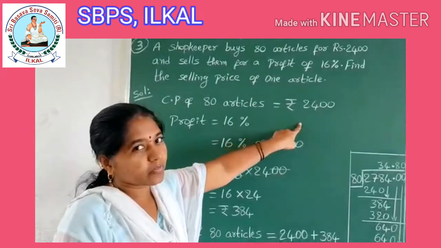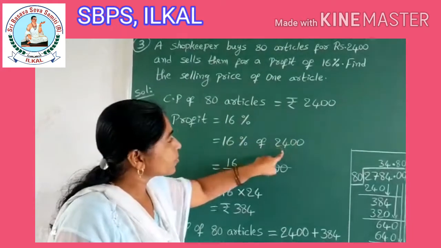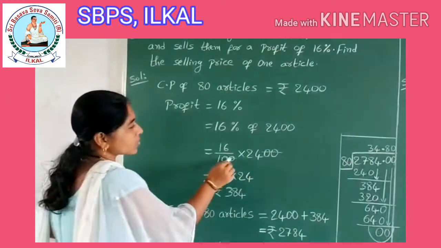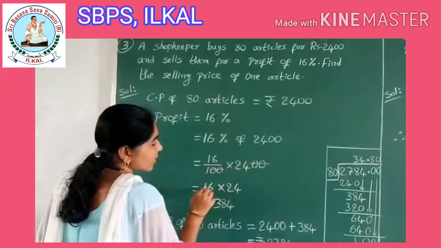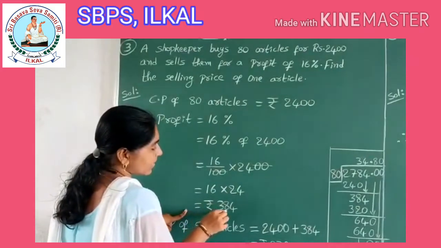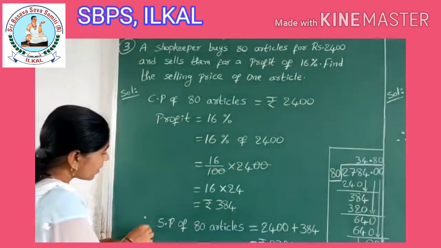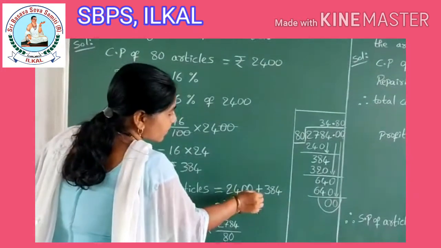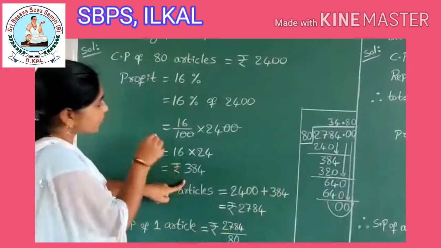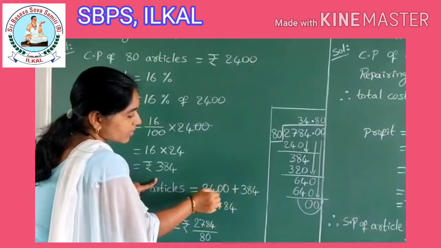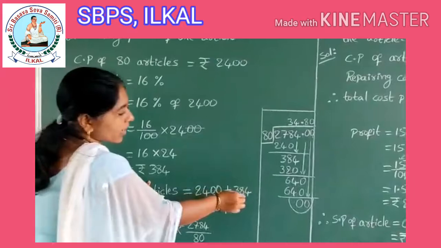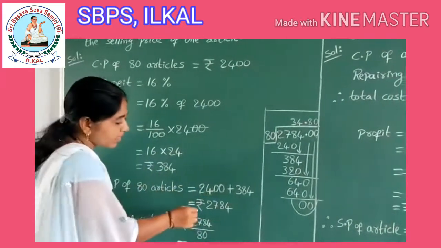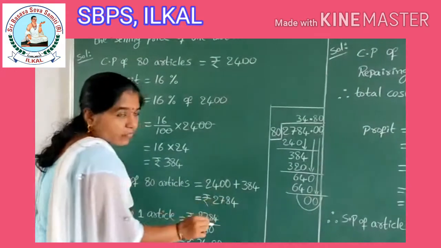16% of 2,400, children. 16% of 2,400 means 16 by 100 into 2,400. Strike out 0 0 0 0. Okay. 16 into 24 will remain, which gives 384. Therefore, the selling price of 80 articles is equal to 2,400 plus 384. What we got here? Profit, children. Along with the given data, we have to add this. Means cost price plus the profit, which is equal to 2,784.